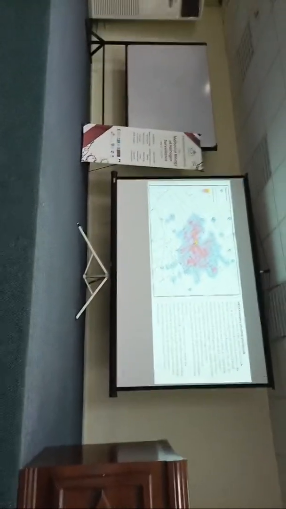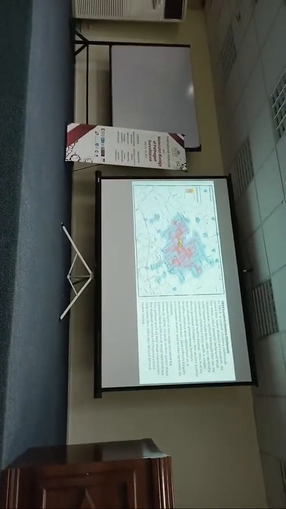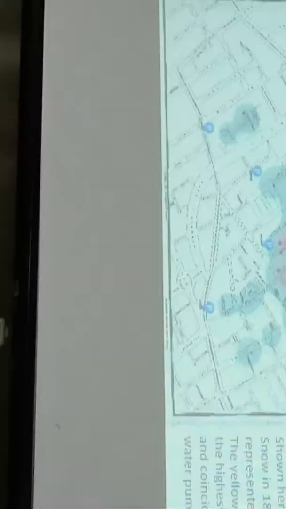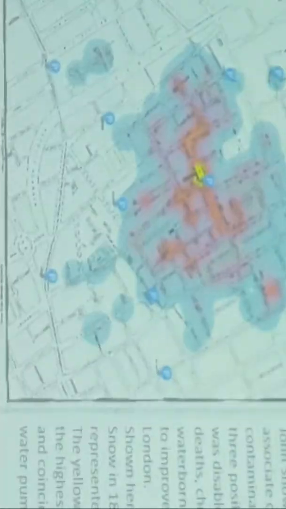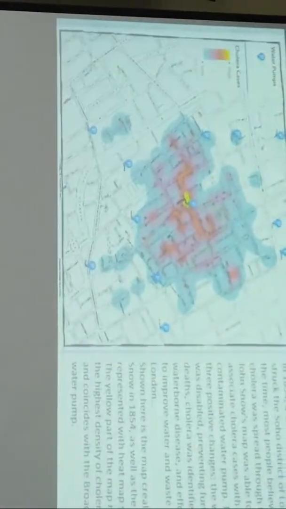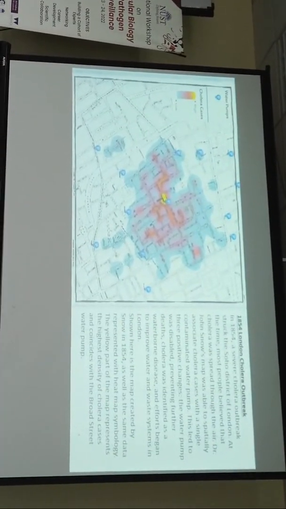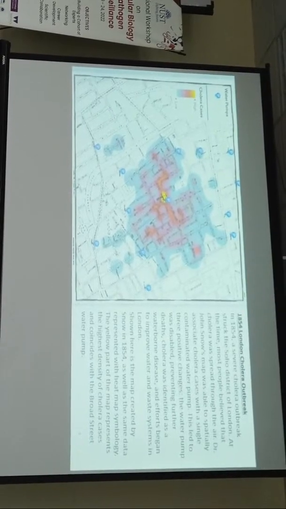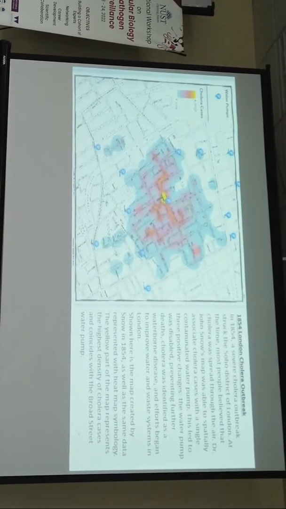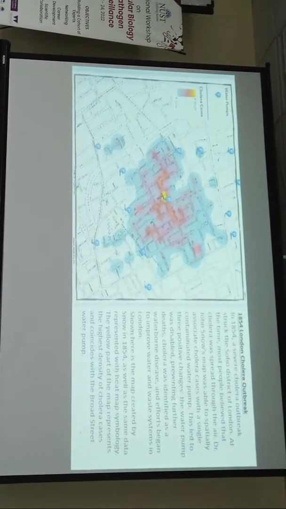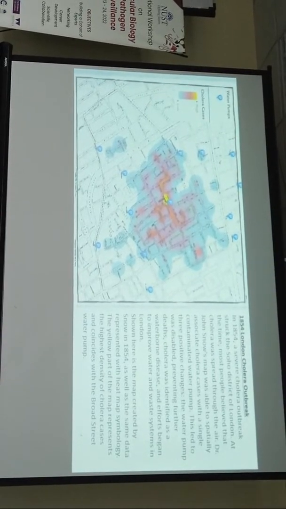So Dr. John Snow's map was able to spatially associate cholera cases with a single contaminated water pump. This led to three positive changes. The water pump was disabled, preventing further deaths. Cholera was identified as a waterborne disease, and efforts began to improve the water and wastewater system in London.